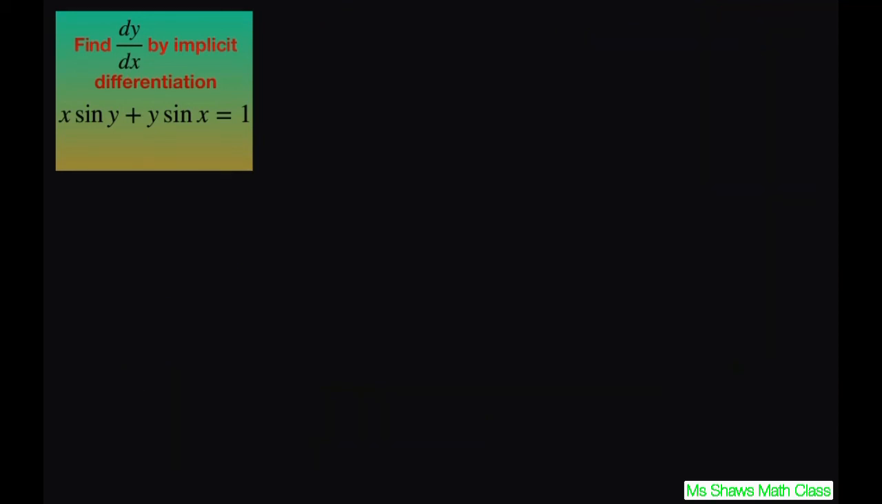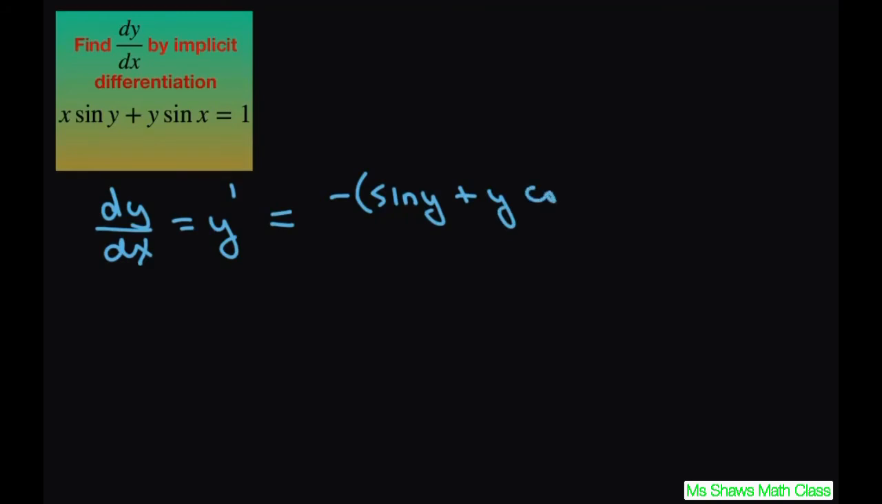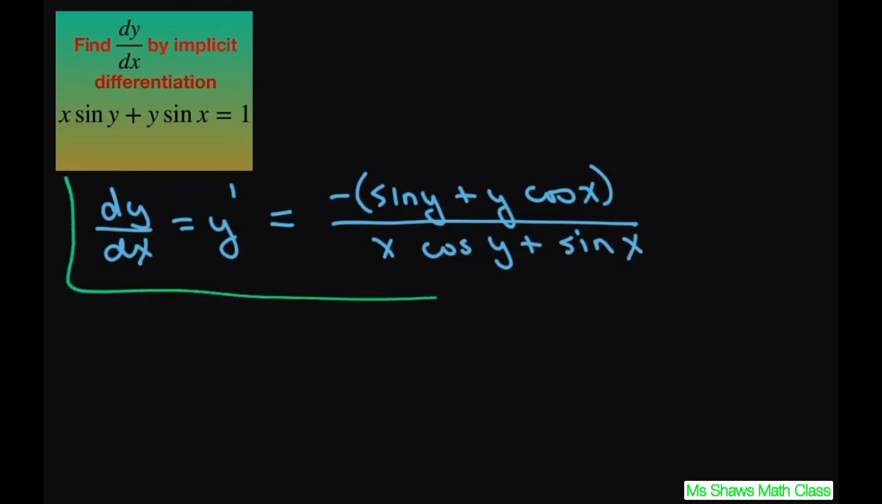So your derivative of y with respect to x, what we were calling y prime, equals negative sine of y plus y times cosine of x, all divided by x cosine of y plus sine of x. And that would be your final answer.